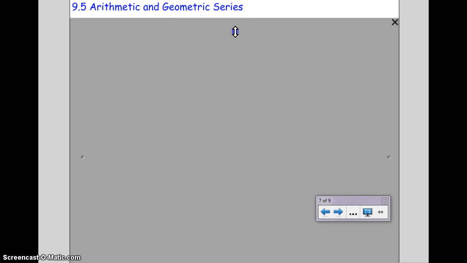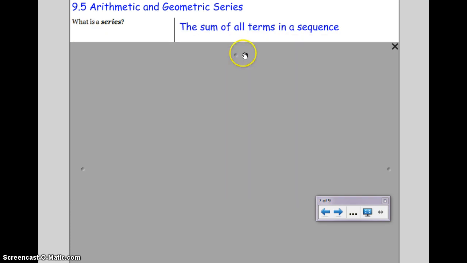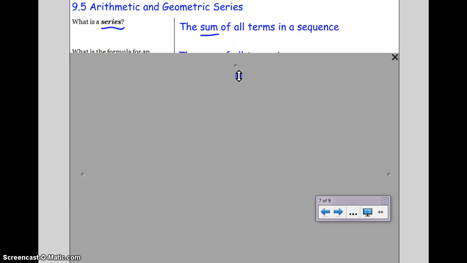All right, so what is a series? The last couple days we've been talking about sequences, and a series is different because it takes the sum. Remember, sum means to add up, to make a total. So we're going to take the sum of all the terms that were listed in our sequence. The last few days we were just listing numbers in a sequence, now we're going to take all those numbers and add them together.